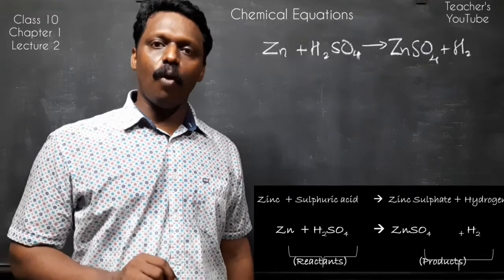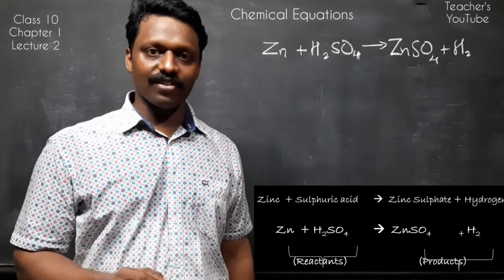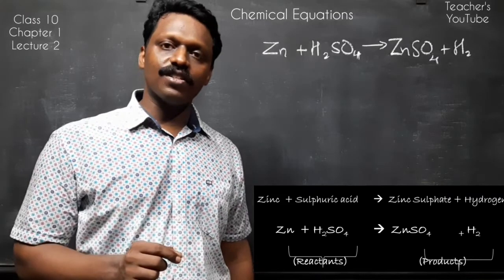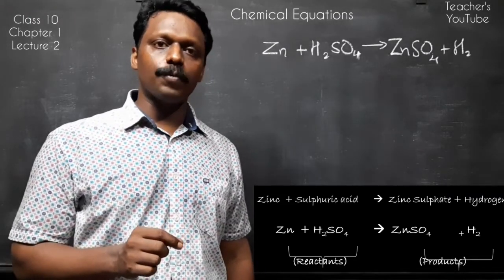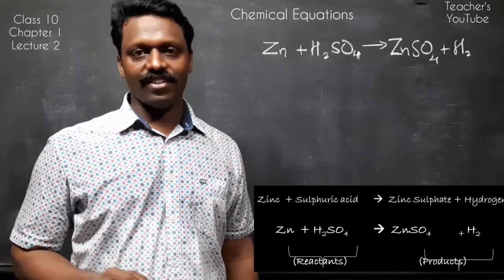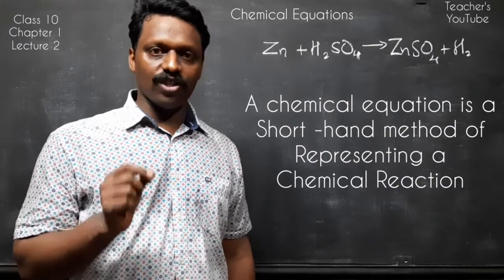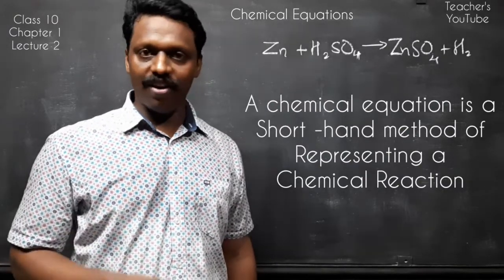The arrow sign pointing towards the right hand side is put between the reactants and products. This arrow indicates that the substances written on the left hand side are combining to give the substances written on the right hand side. It should be clear by now that a chemical equation is a shorthand method of representing a chemical reaction.